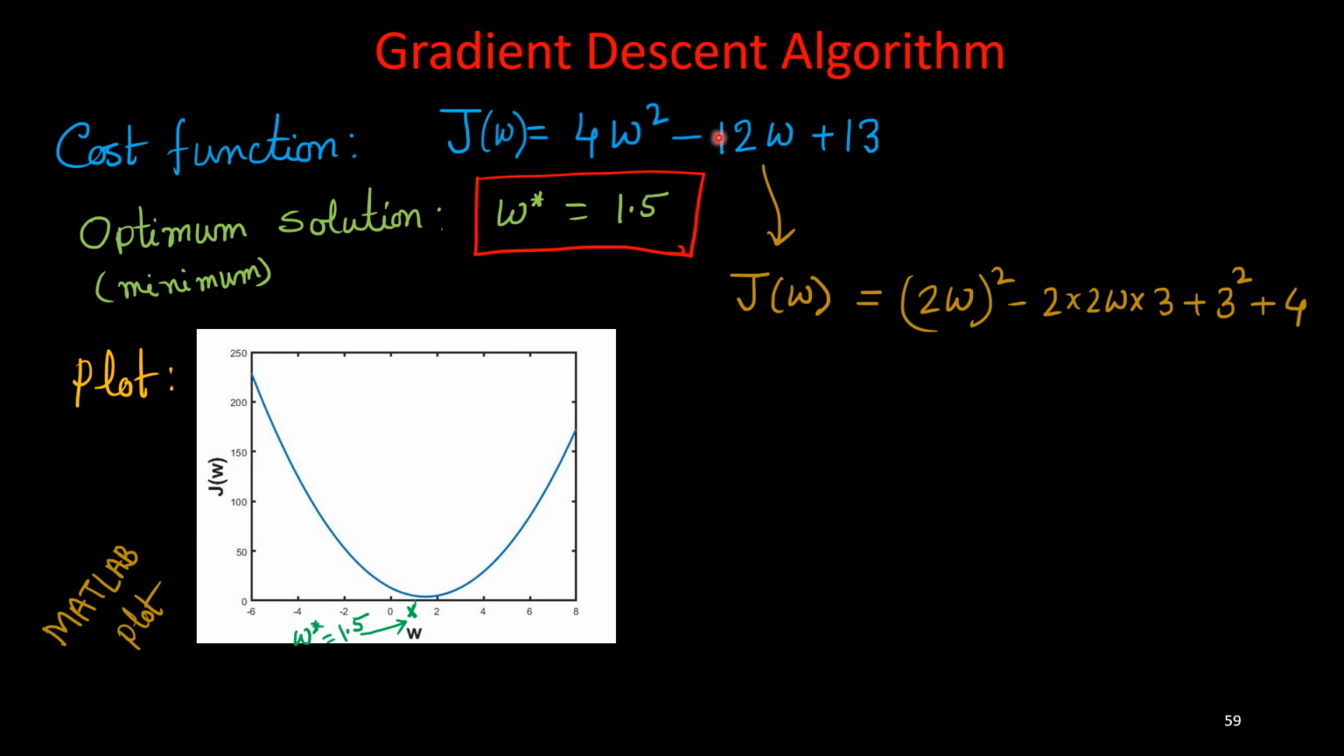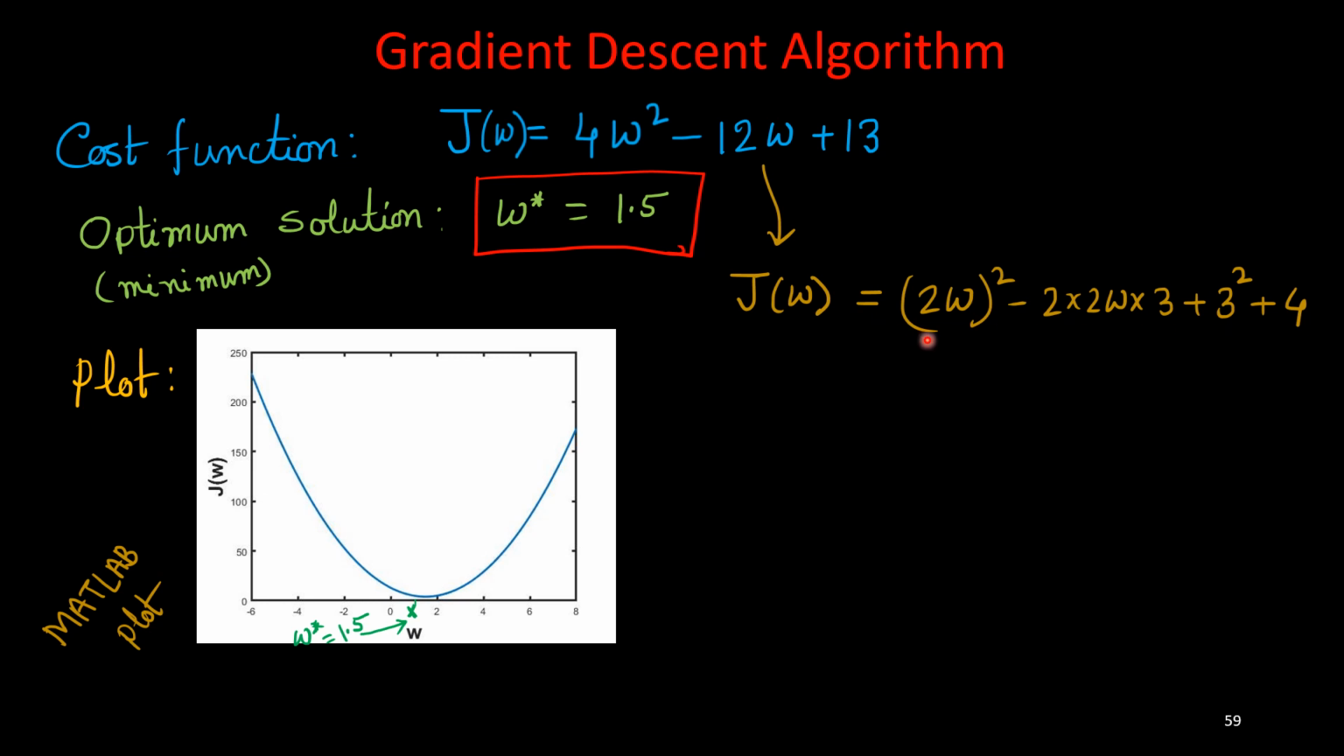And this problem we can also solve in a very simple way. We can rewrite this cost function as 4w squared, which you can write as 2w whole square. Then we can break this thing as 2 into 2w multiplied by 3. And this 13 you can rewrite as 3 squared plus 4, that is 9 plus 4.